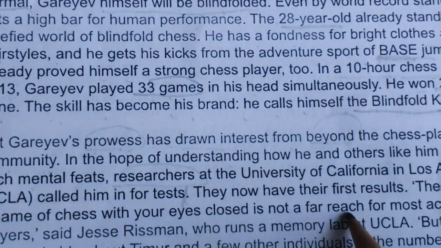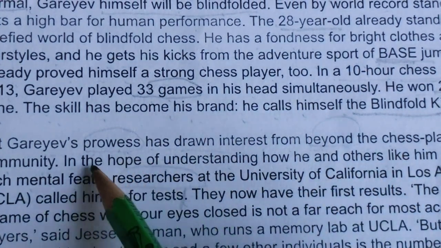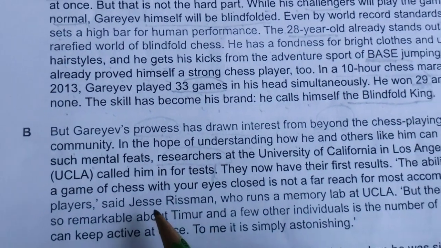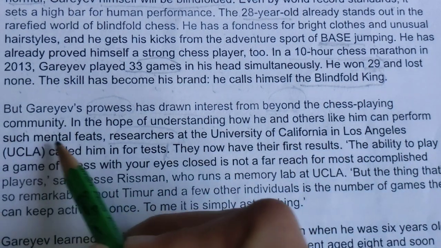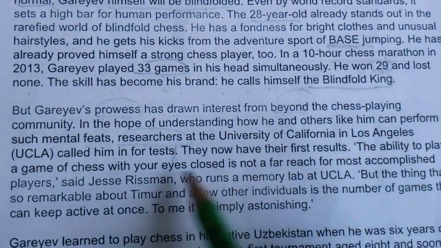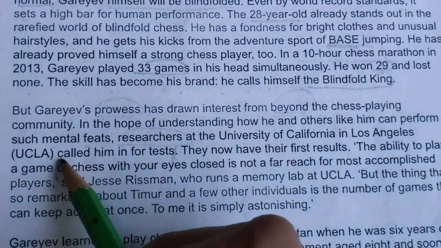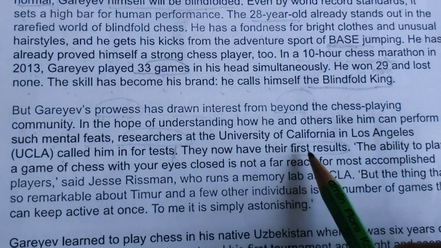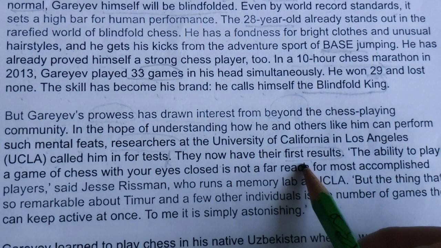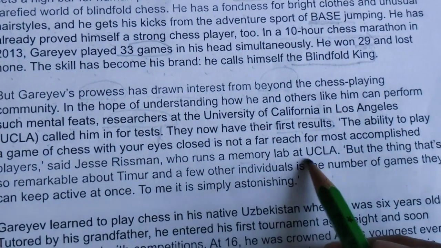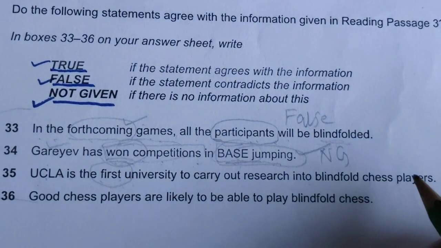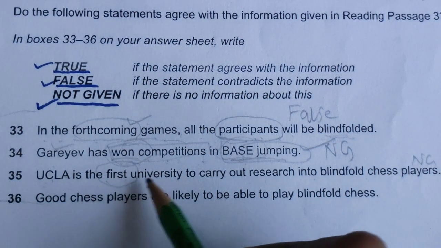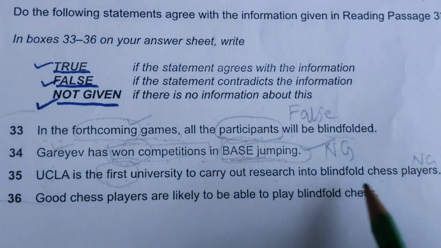Let's read about this university. In the hope of understanding how he and others like him can perform such mental feats, researchers at the University of California in Los Angeles called him for tests. They now have their first results, but they did not say that they were the first persons, or that this was the first university. It means the information is not given. So this is also not given. They have given the first results, not the first university to carry out research on this player.